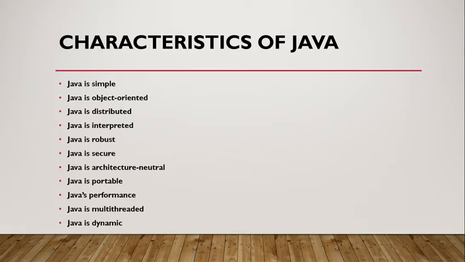Java is distributed. Java is designed for the distributed environment of the Internet. Java uses the Hypertext Transfer Protocol or HTTP and File Transfer Protocol or FTP, which are Internet protocols, in order to access files over the network. So by using these libraries, Java can easily make file transfers over a network connected to the Internet. Java is interpreted.